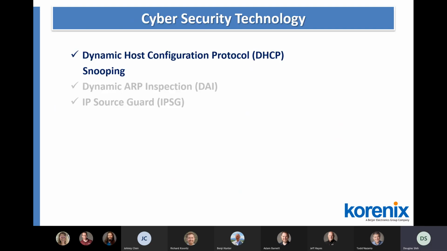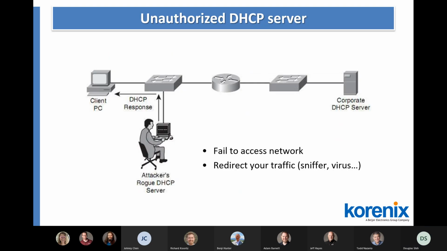For cybersecurity, we have three topics. The first one is DHCP snooping, the second one is DAI, and the next one is IP source guard. We start from DHCP snooping first. To introduce this function, we need to know the effect of the authentication server, the authorized DHCP server.